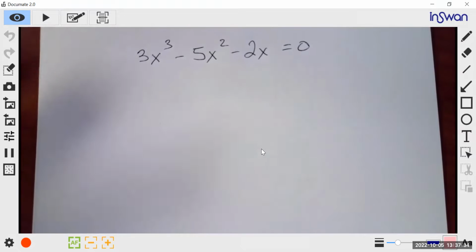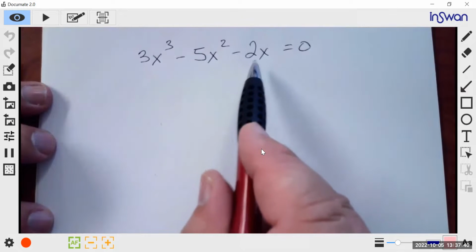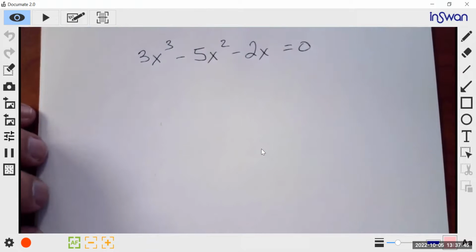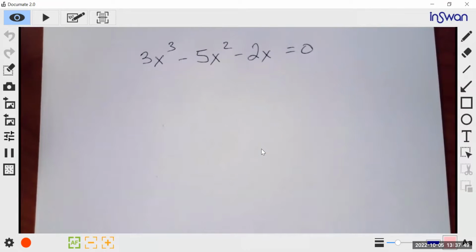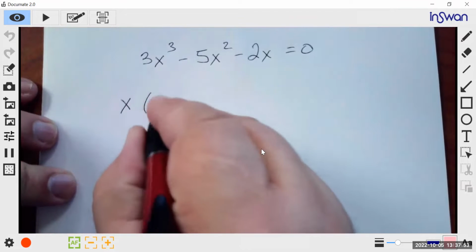Well, no, we only use two sets if we have four terms. We only have three terms here. So if we have three terms, then we have to try to get into a quadratic form. Always try to factor first if it's possible. What do they have in common? They all have an x in common. So I take out one x.